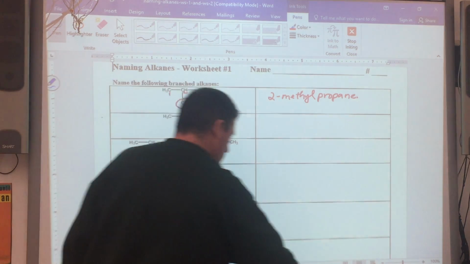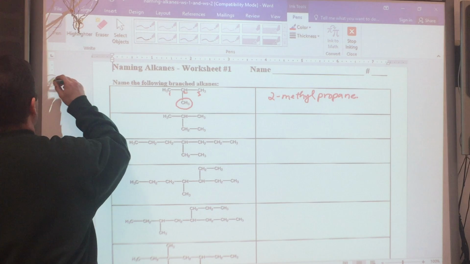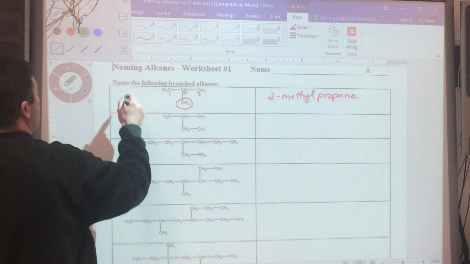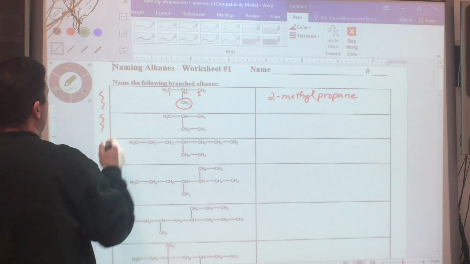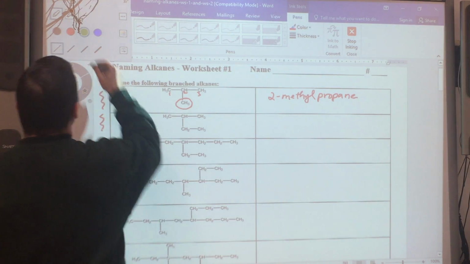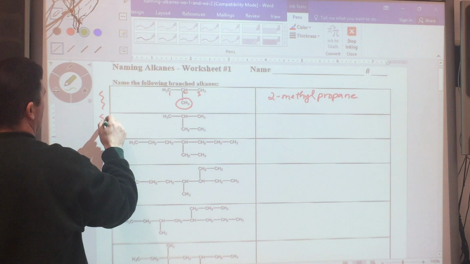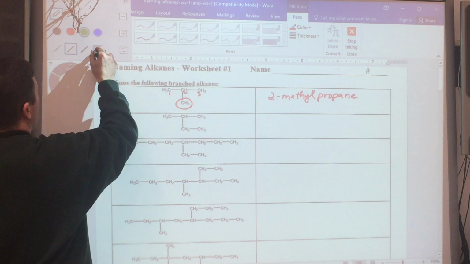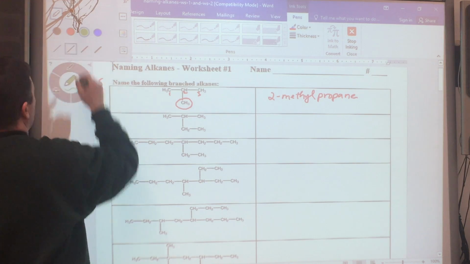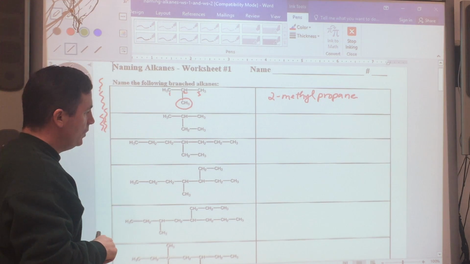Let's switch colors. Try to get it a little bit smaller. It doesn't want to let me do different colors. Okay, well, let's see here. I can't change anything. So, we'll just have to go with red.